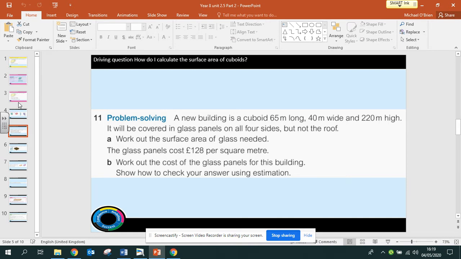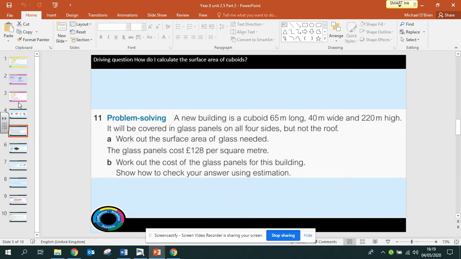It will be covered in glass panels on all 4 sides, but not the roof. Work out the surface area of glass needed. The glass panels cost £128 per square metre. Work out the cost of the glass panels for this building. Show how to check your answer using an estimation.